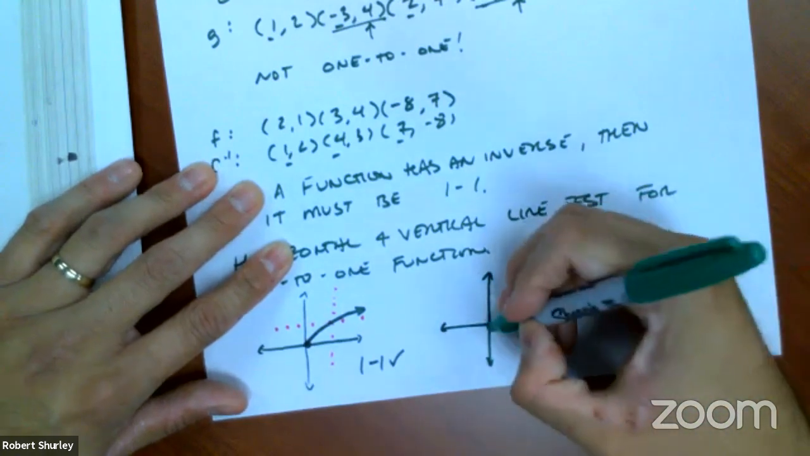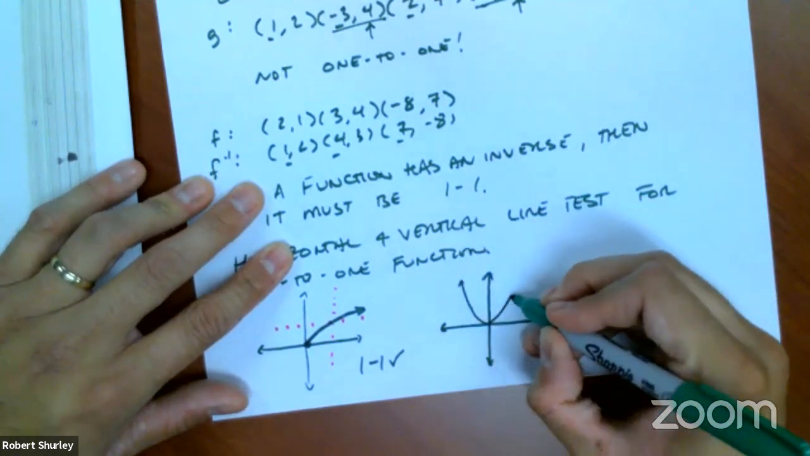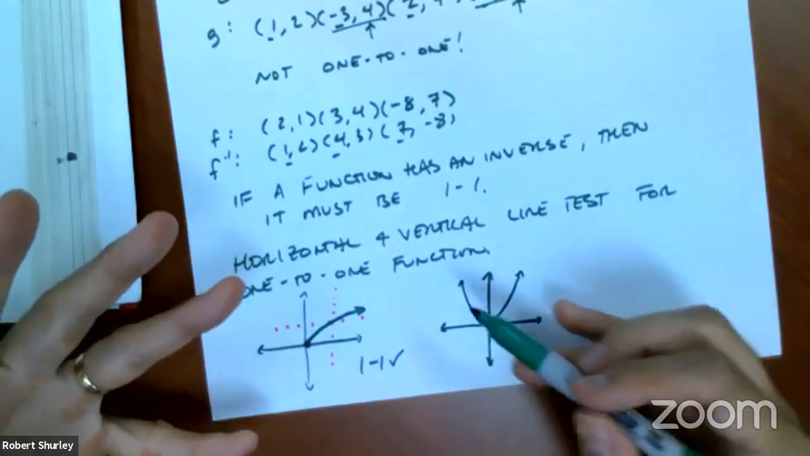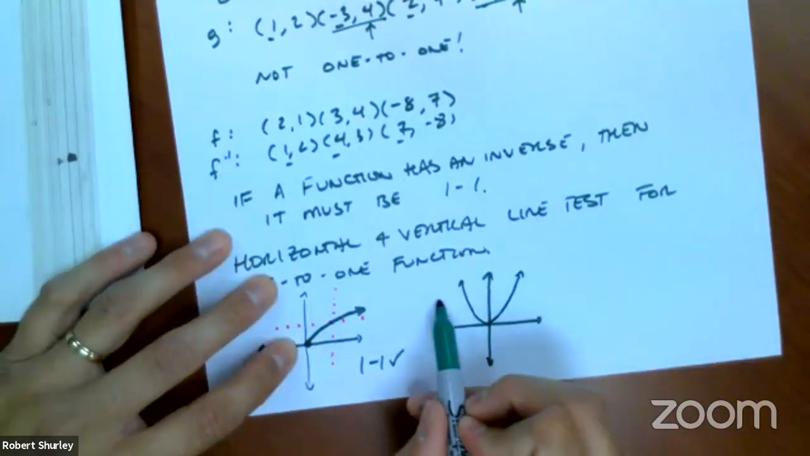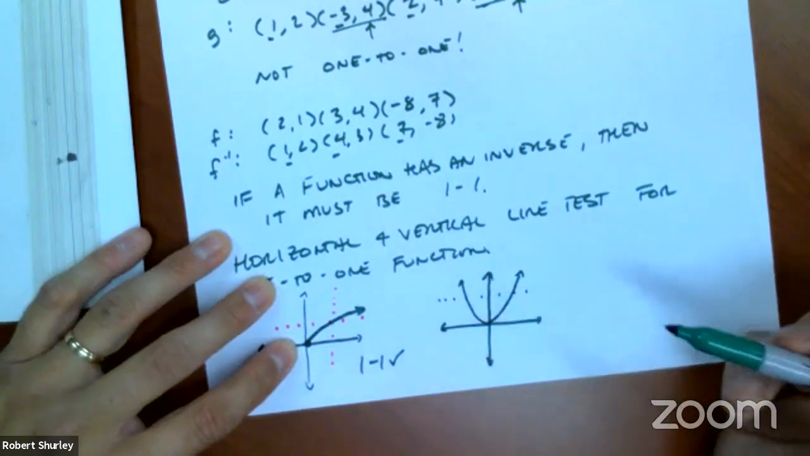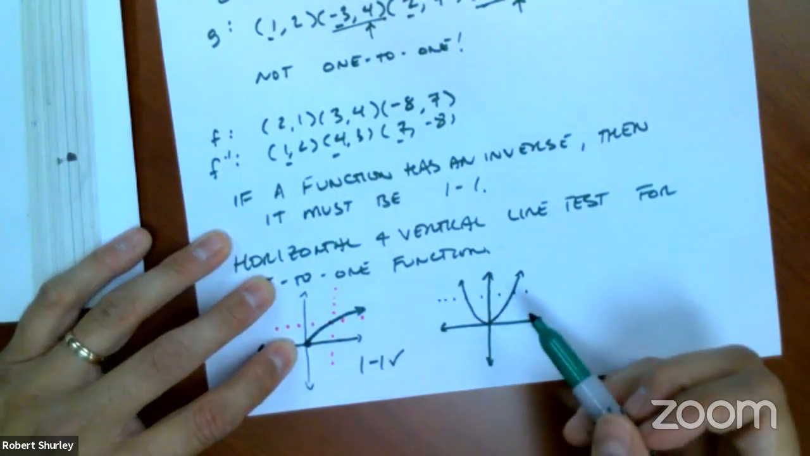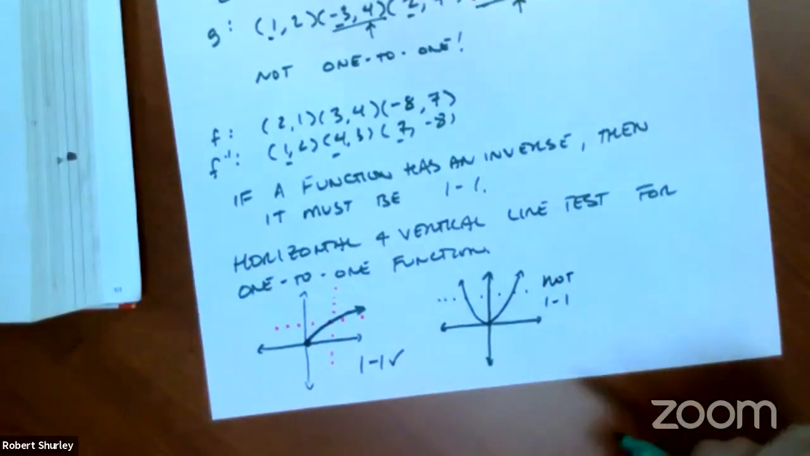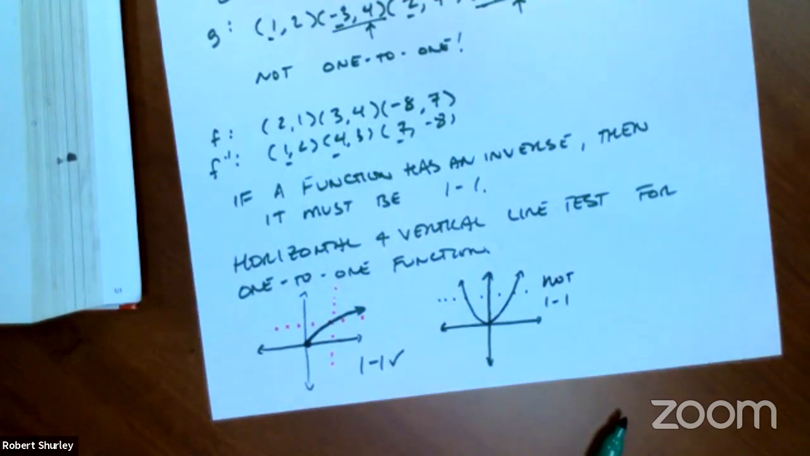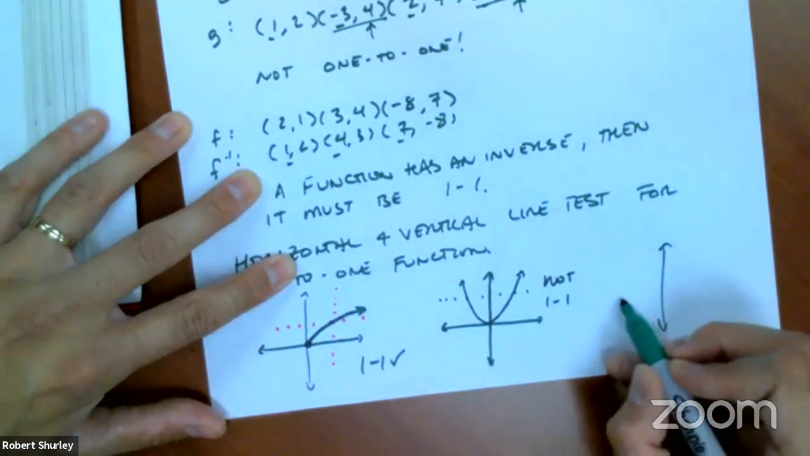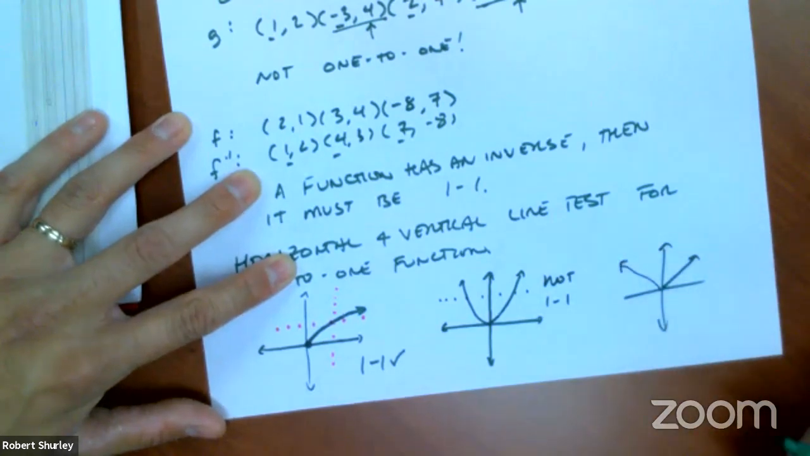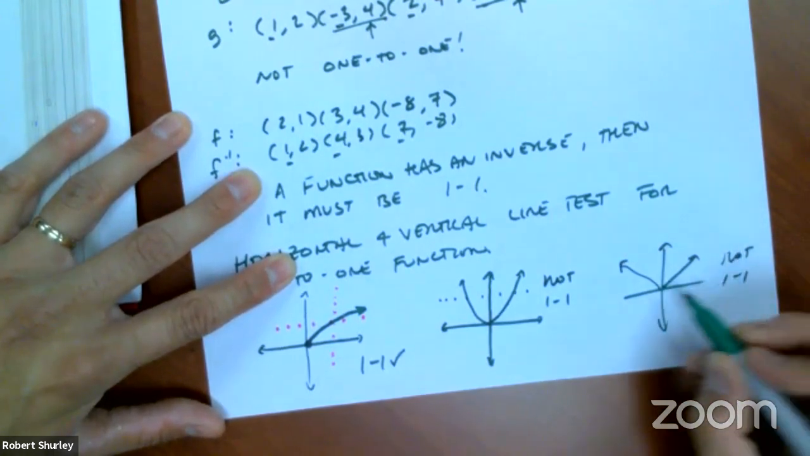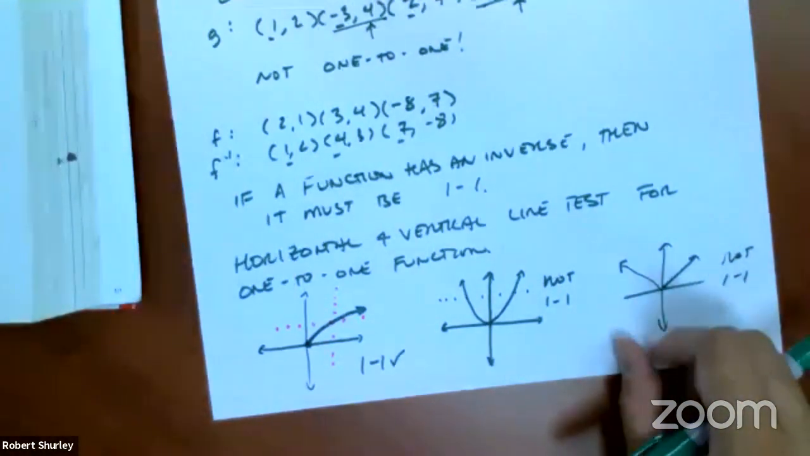But a parent function that I know is not one-to-one would be a quadratic. The quadratic function looks something like that. It passes the vertical line test, no big deal. It is a function. But if I drew a horizontal line at any point, it's going to fail because it crosses more than once. So a quadratic is not a one-to-one function. The absolute value is the same thing. It looks something like that. That's not one-to-one, because if I drew a horizontal line, it would cross more than once.